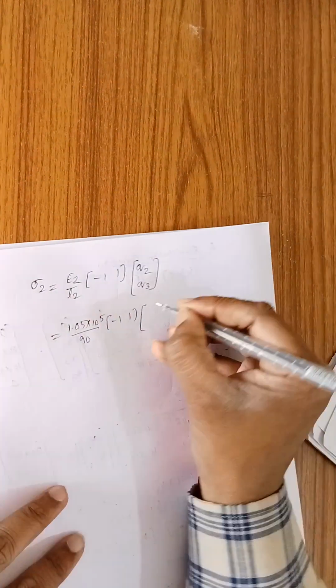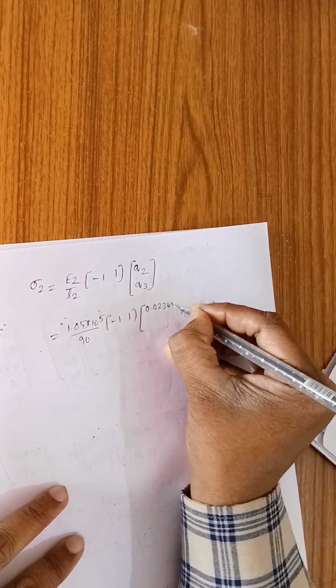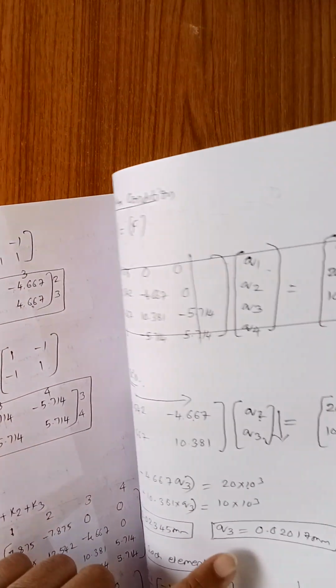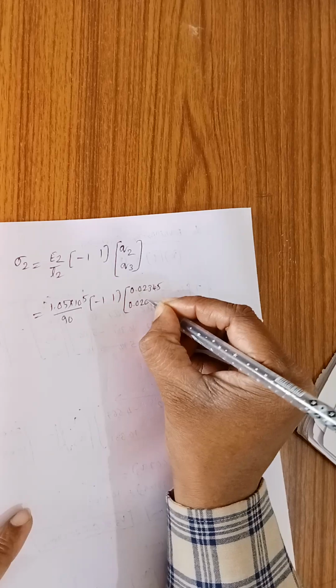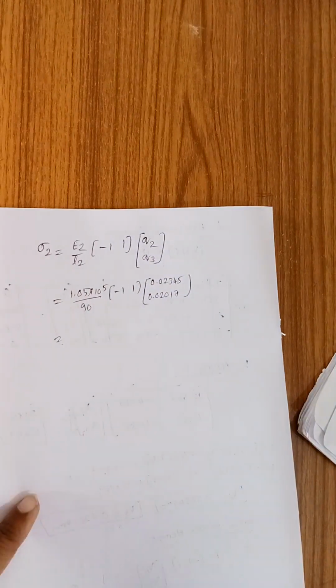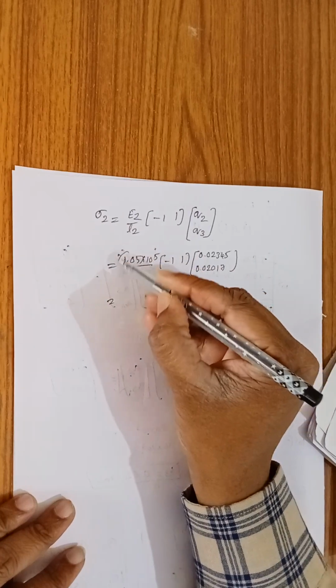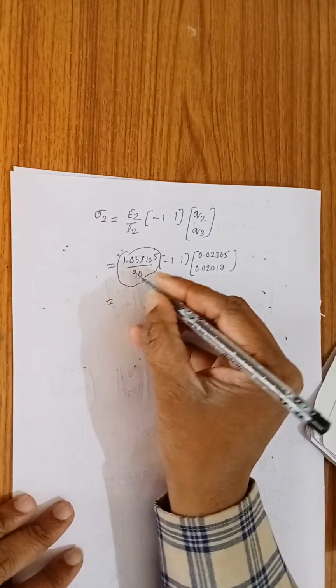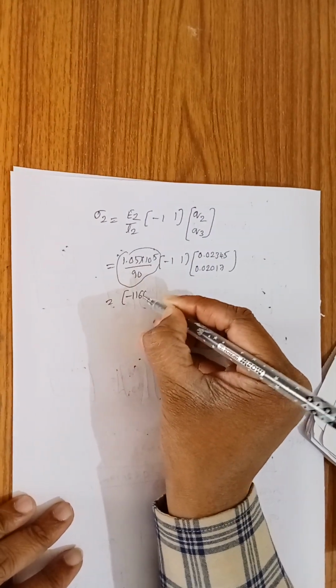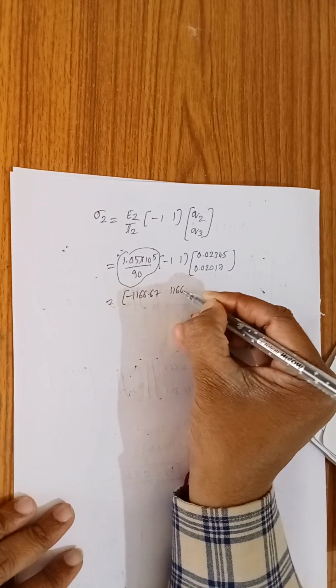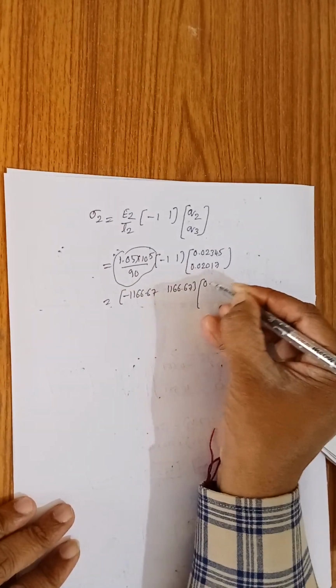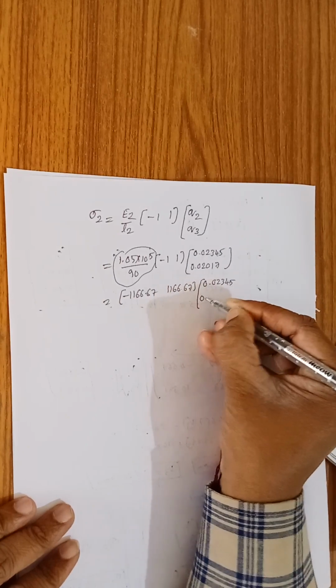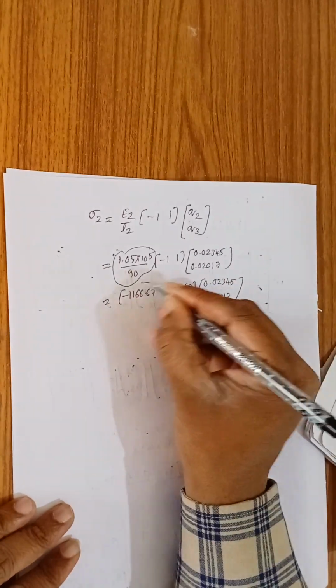Q2 is found to be 0.02345, which we have found out, and Q3 is 0.02017. Upon solving this in the calculator, when you put only this number, I'll get 1166.67. Let me multiply that inside. I'll get 1166.67 and 1166.67, and 0.02345 and 0.02017.